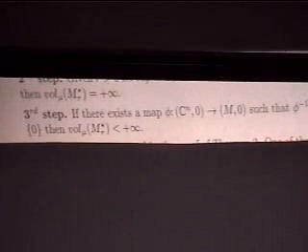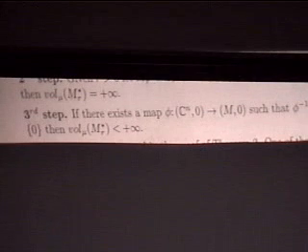And then the third step is to prove that if there is some map like that, then the volume with this form is less than infinite. Okay, that's the idea. Okay, it's less than infinite.